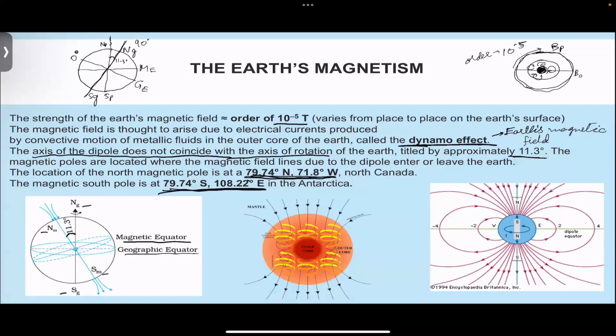Over here, this diagram shows you how the dynamo effect is generating the magnetic field. So this is the outer core, this is the inner core, and these are the fluid convection currents that are there, and these are the magnetic field lines that we see.